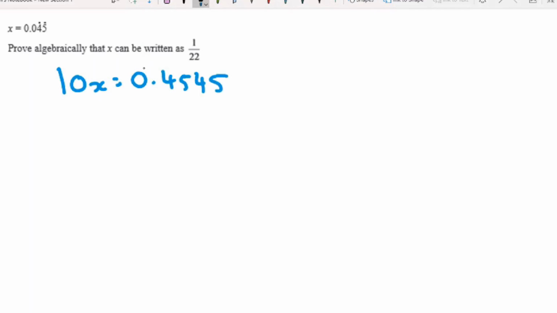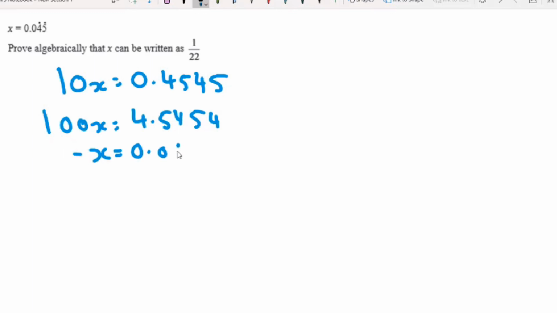0.4545. That's not good enough because we want the 4 to still be in the second decimal place. So if we do 100x, that will now be 4.5454, and so on and so forth. Now we are in a good position, because if we would say minus the x, that's 0.0454, and so forth. Minusing these from each other, 100 minus 1 is going to give us a 99x.